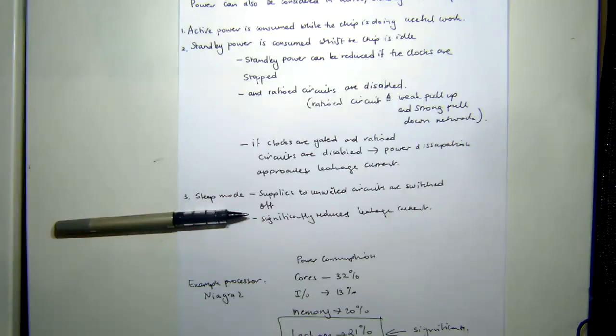So you drop the supply, so those parts of the circuit aren't actually getting any power or any voltage, so they can't dissipate any power. If you're putting something in deep sleep and you're not going to use it, just switch it off, right? And then you're able to switch it on when you need to.